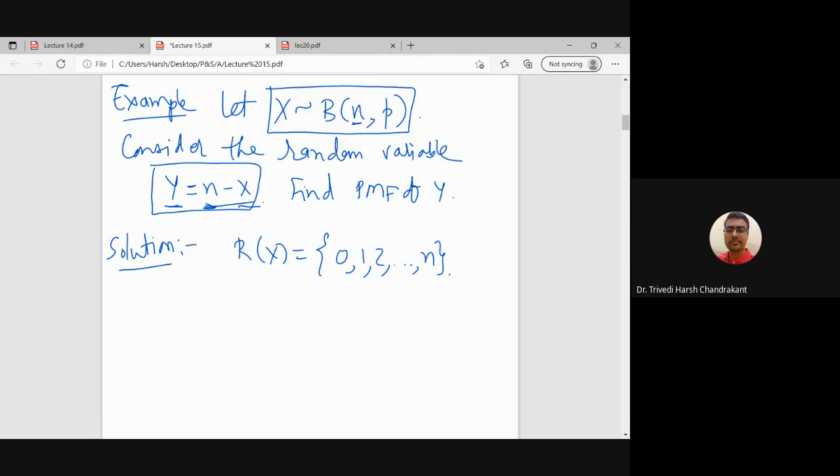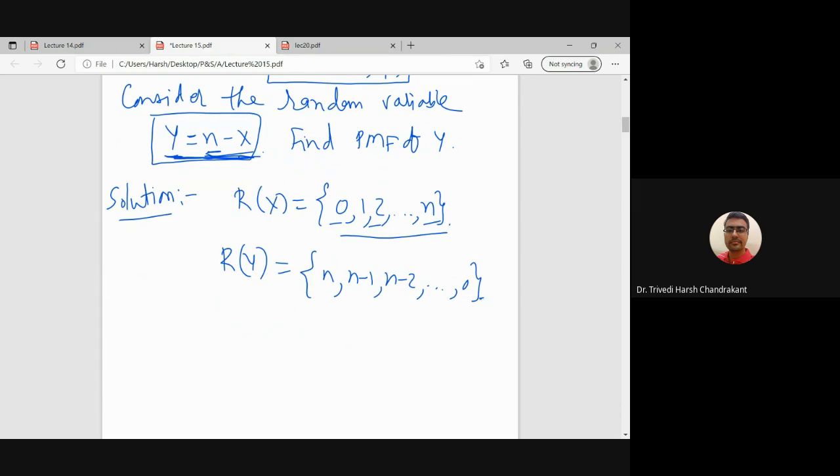So what will be the range of Y? That is n minus all these numbers. n minus 0 is n, n minus 1 is n minus 1, n minus 2 is n minus 2, and so on. The last one, n minus n, is 0. So these are all the values of the range of this random variable Y.